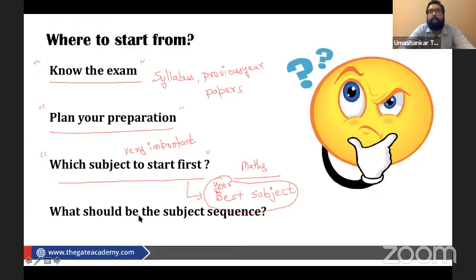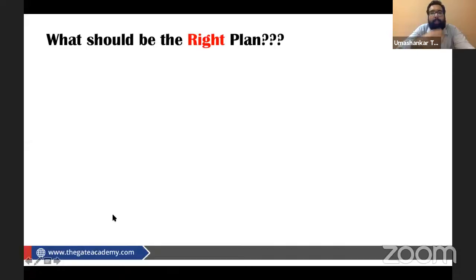So, what should be the subject sequence? After you decide your first subject, you always formulate a broad plan. Okay, after this subject, I'll start this. After this, I'll start this. So make a broad plan, like in 6 or 7 months, I'll be completing my syllabus. By doing that, you will not be wasting your time after completing one subject in switching to the next subject. Now, my question to you is, what is the right plan?